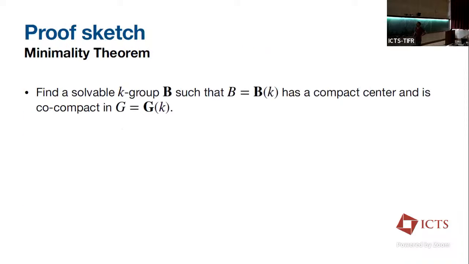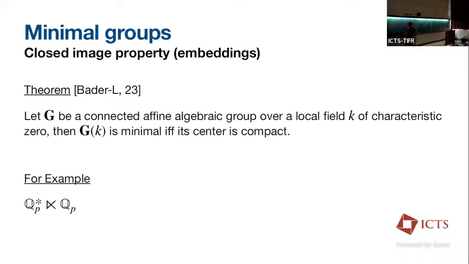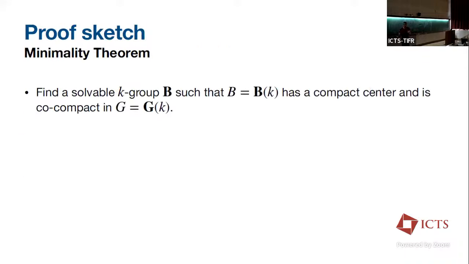So let's see how we prove the minimality. So we start with this group with a compact center. First, we find this solvable group with a compact center, and the solvable group is co-compact. Okay, and if there is a Borel, you take the Borel. If not, you take the solvable part of the minimal part. And this will work.